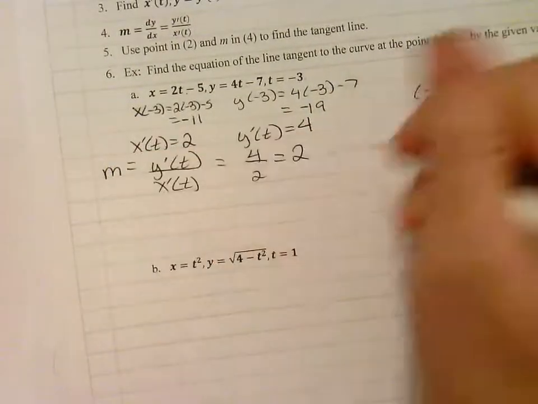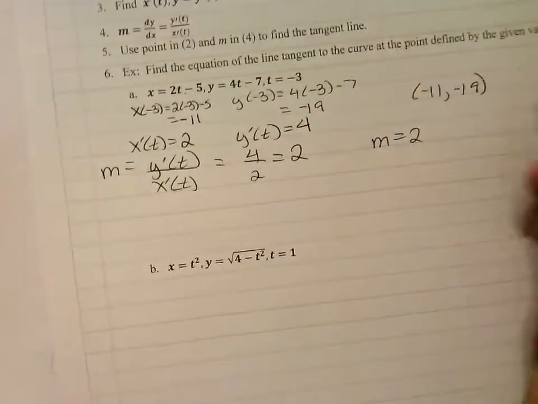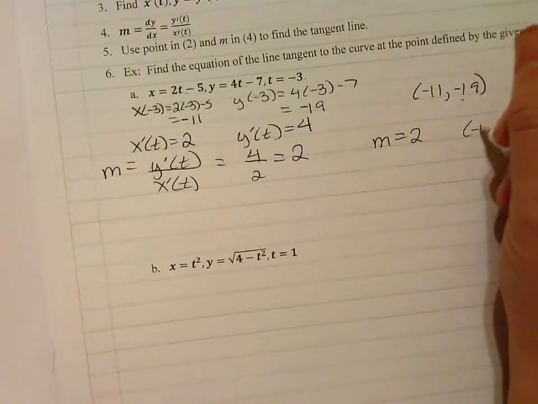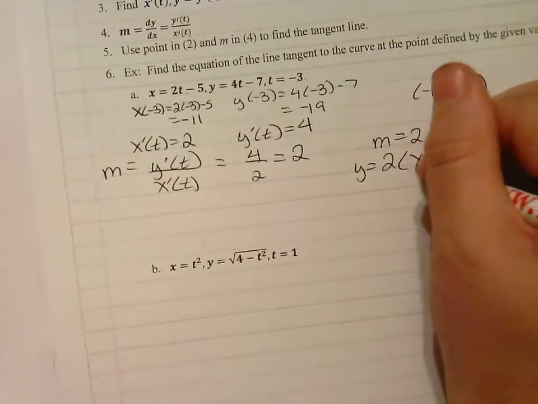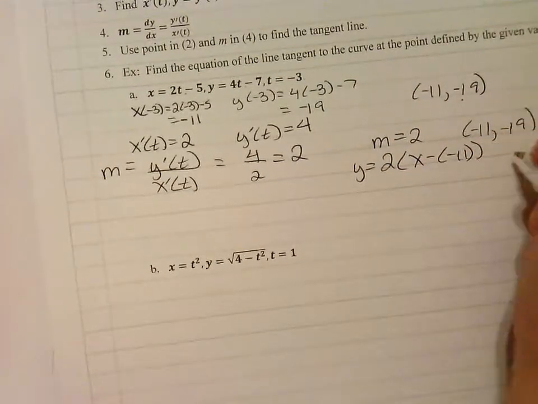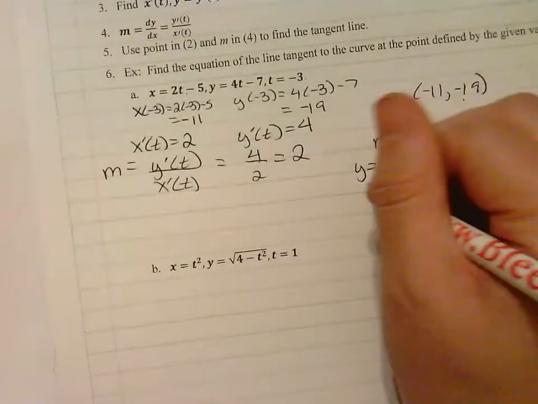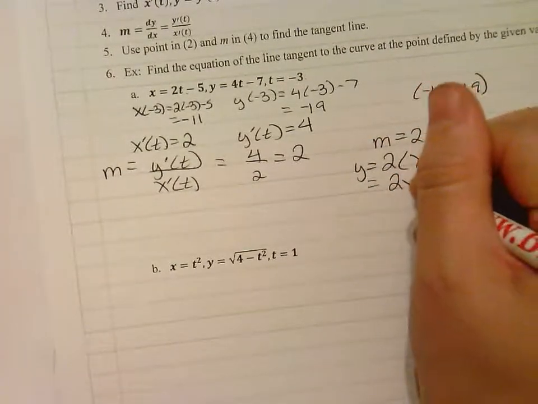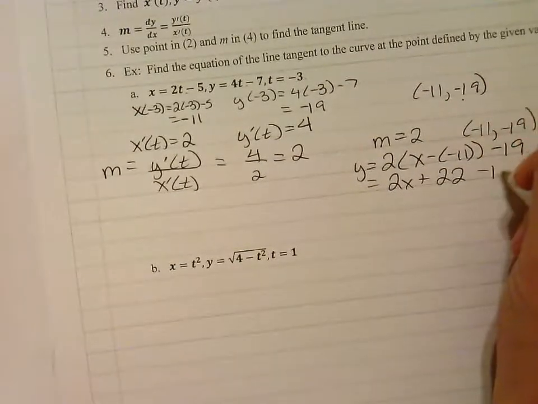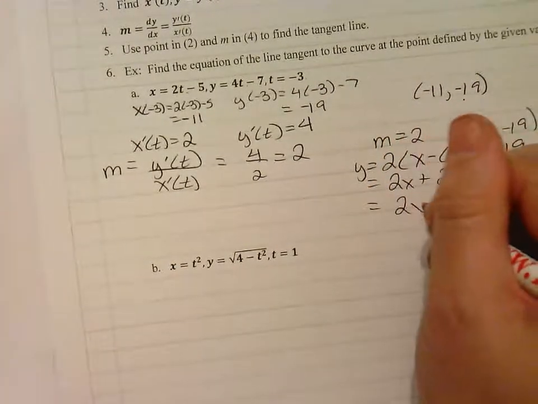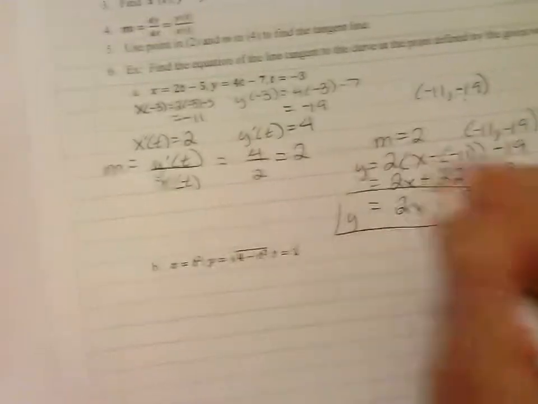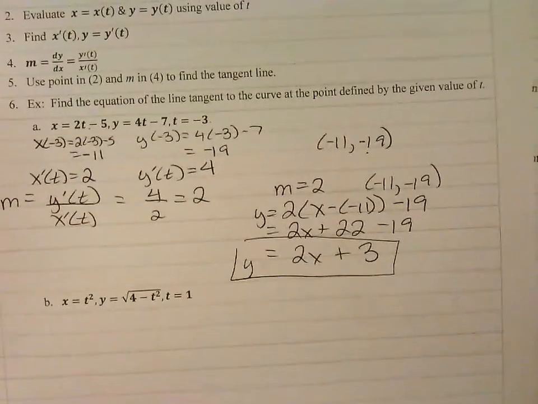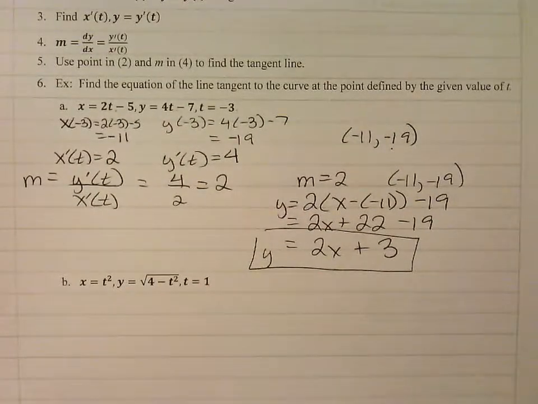So we have m equals 2, and we have our point -11, -19. So y is going to be 2 times x minus x1 plus y1, which is going to be 2x plus 22 minus 19, which is going to be 2x plus 3. So that's how you get your equation of a line parametrically. Okay, next one. Let's try another one.